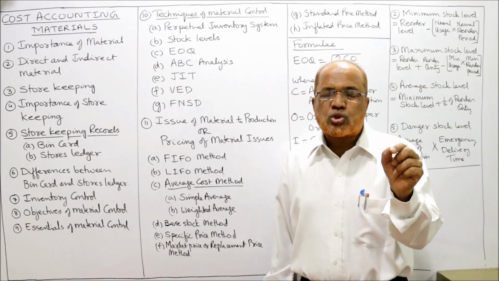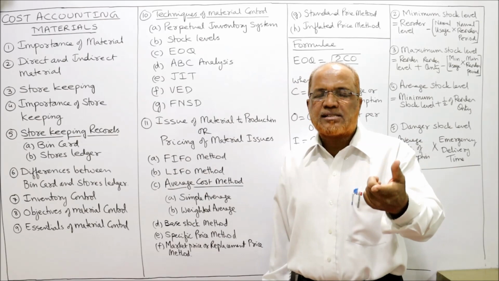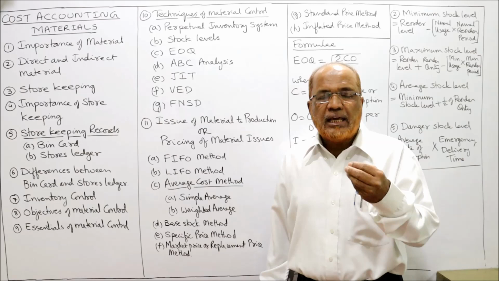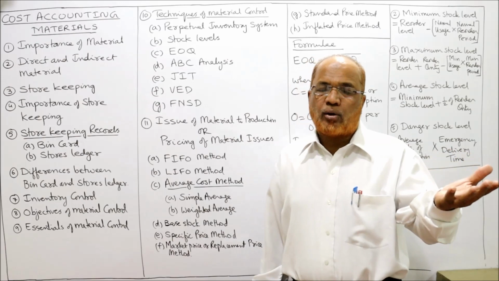Strict control should be applied on these A category items. C category items are exactly opposite, where the quantity is large, but the value is small. Huge quantity, but the value is small. That is C category. Least control should be applied on C category. So highest control should be applied on A category.